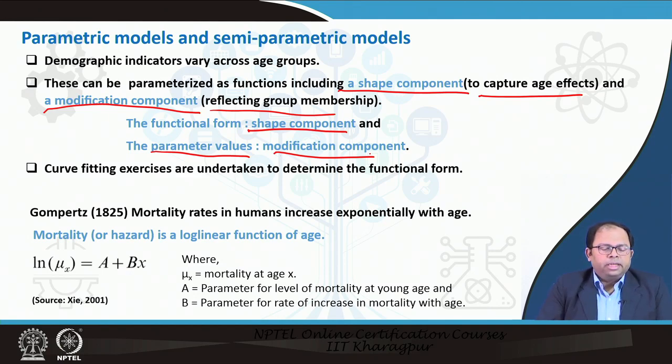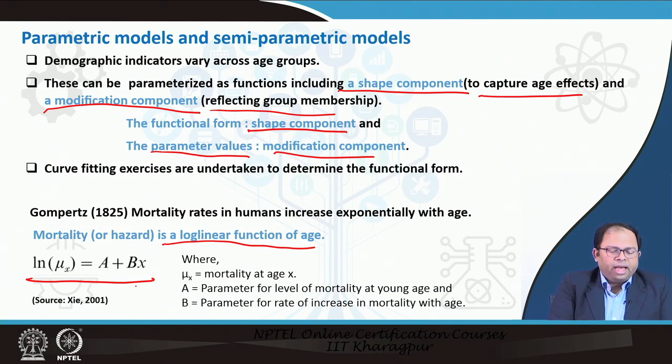So, Gompertz in 1825 said that mortality rates in humans increase exponentially with age. This is a particular law that is being framed. When we make a parametric model out of this, we can say mortality or hazard is a log linear function of age, as you can see over here. We have mu x, which is mortality at age x, and we take the log value, which is equal to a plus bx, where a is the parameter for level of mortality at young age, and b is the parameter for rate of increase in mortality with age.